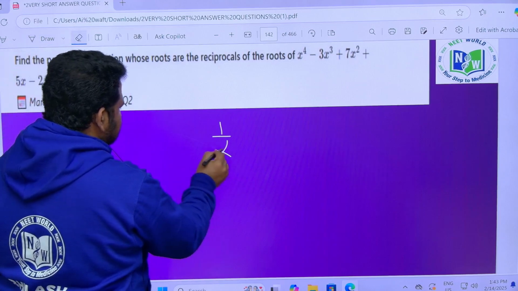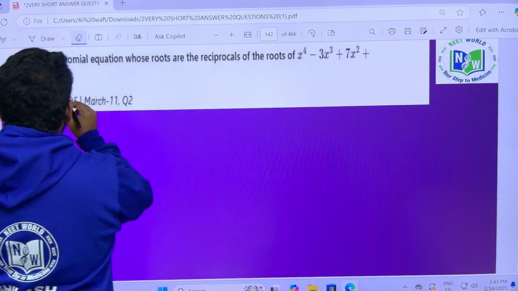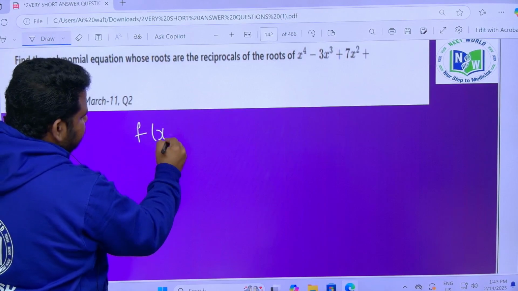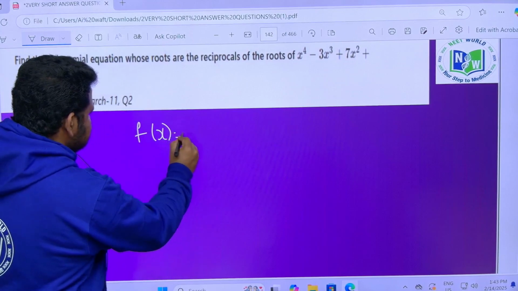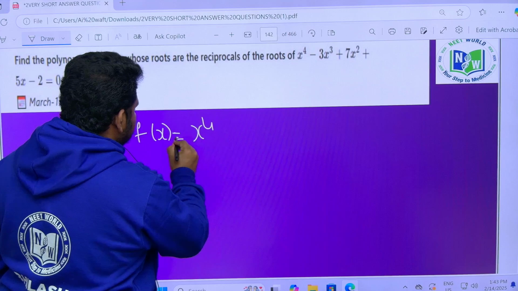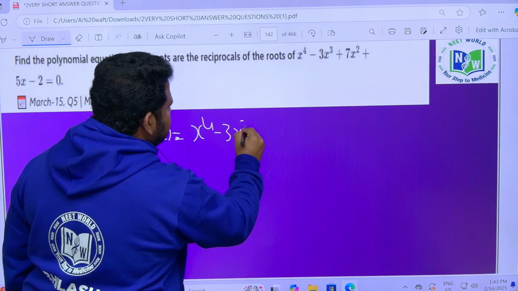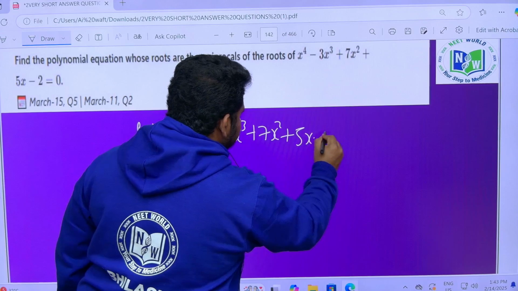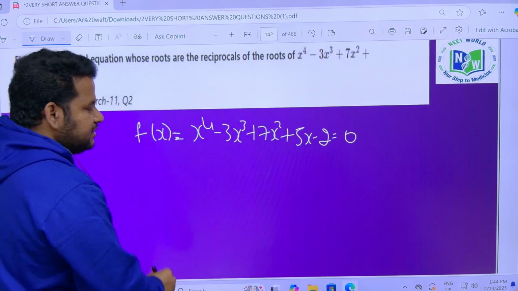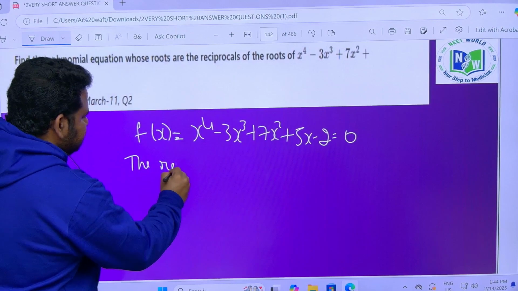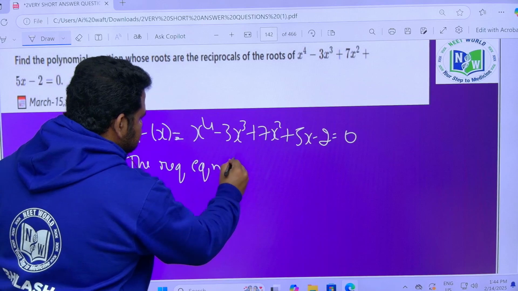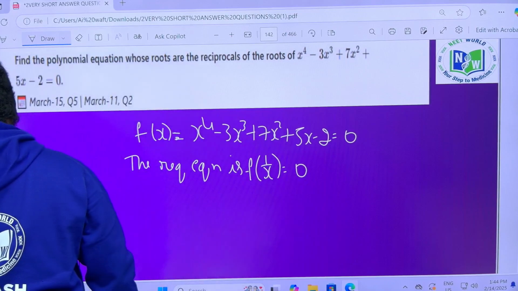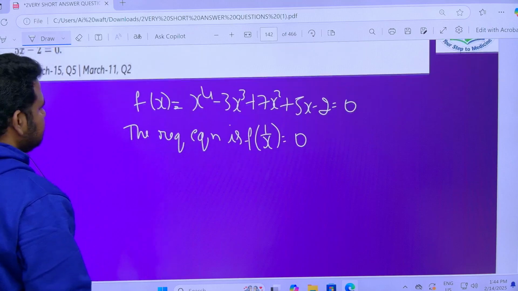So based on that, what is given? The given equation is f of x. F of x is given as x to the power of 4 minus 3x cube plus 7x square plus 5x minus 2 is equal to 0. So the required equation is f of 1 by x is equal to 0. This is the required equation.